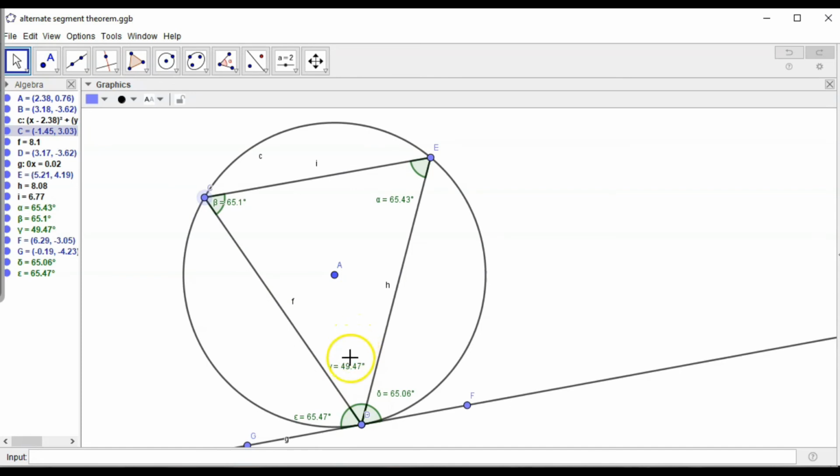Then again, in some cases, they may ask you to find the angle CDE, which is the angle that I've labeled as lambda here. In this case, that angle is 49.47 degrees, because it gives us a straight line angle here. So whatever I have here plus whatever I have here, subtracting from 180 will give us that angle altogether. So please, that is how the alternate segment angle theorem also holds.